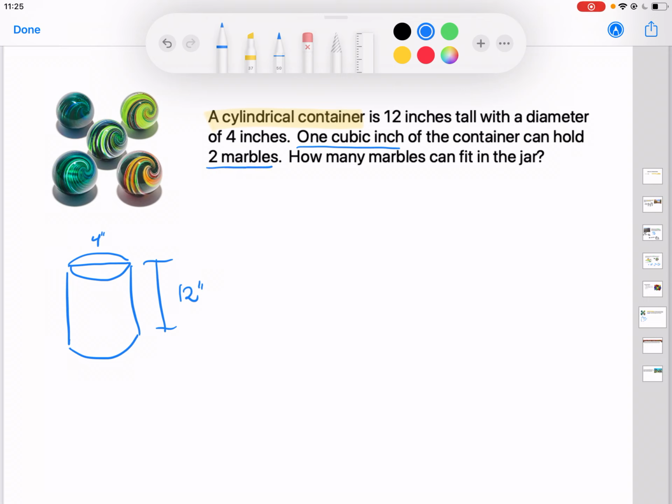What they just told you right there is actually the density. So you can have 2 marbles per 1 cubic inch, or 2 marbles, I can write it this way, per cubic inch. Okay? So this time we're actually trying to find the number of marbles. We're looking for the population that can fit in the jar. So before we can find the population, we do need to find the volume of this cylinder.